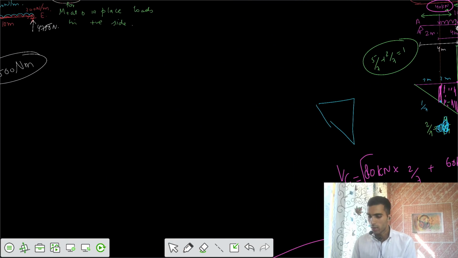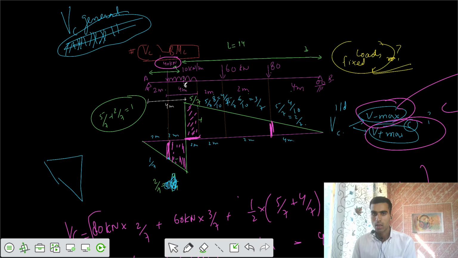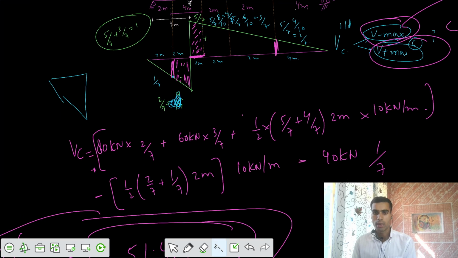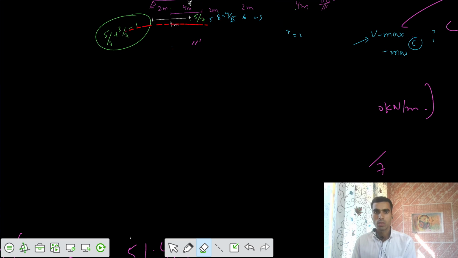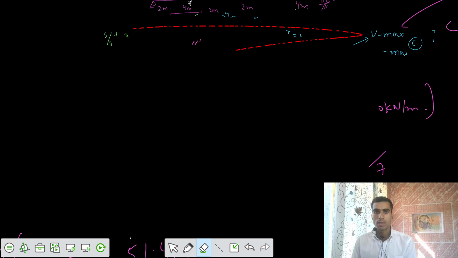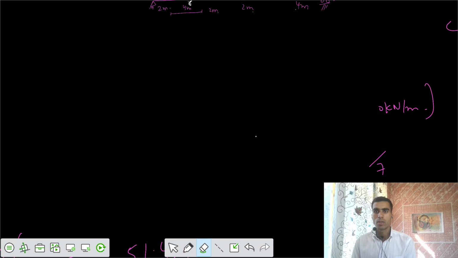Now we got this. Now the second one is that you need to get the moment at C. Let's remove all this stuff. In these ILDs you have to just do similar triangles. You have to understand the concept, and after that it's all calculations.